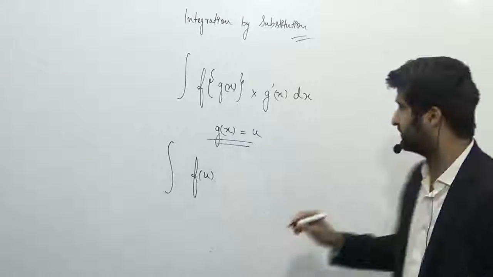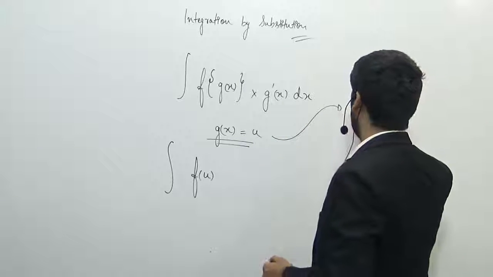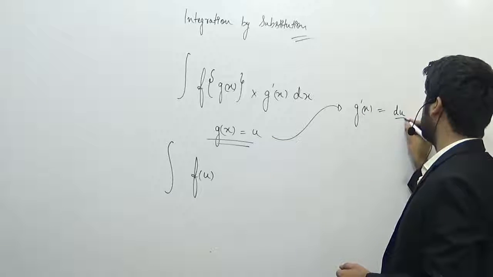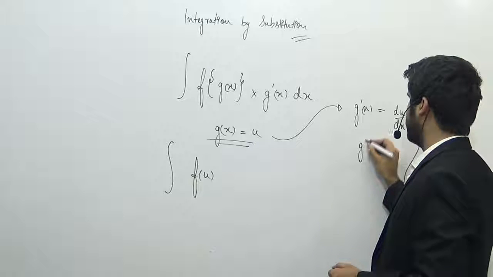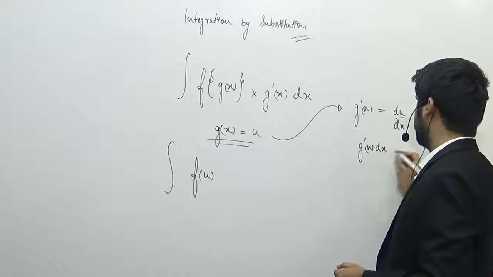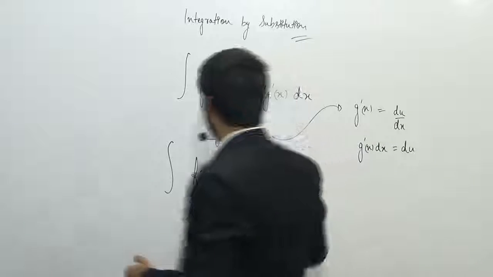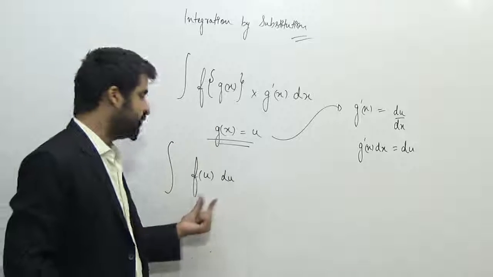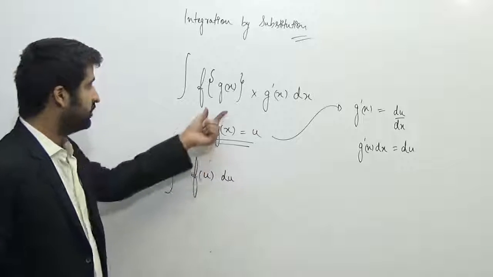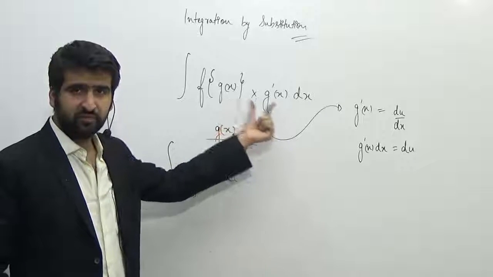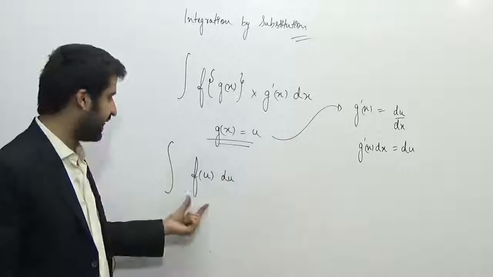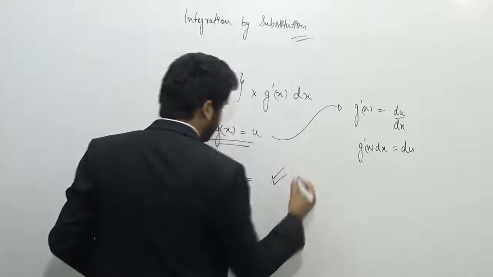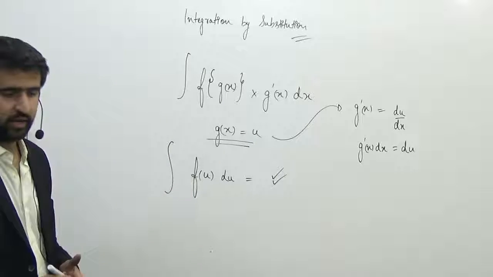Now if you see g'(x), that will be equal to the differentiation of the RHS, which is du upon dx. So therefore g'(x) dx can be written as du. So this integrand becomes f(u) du, right? So this composite function multiplied by the differentiation of inside function can be written as f(u) du, and then you can easily calculate the integration of this function.